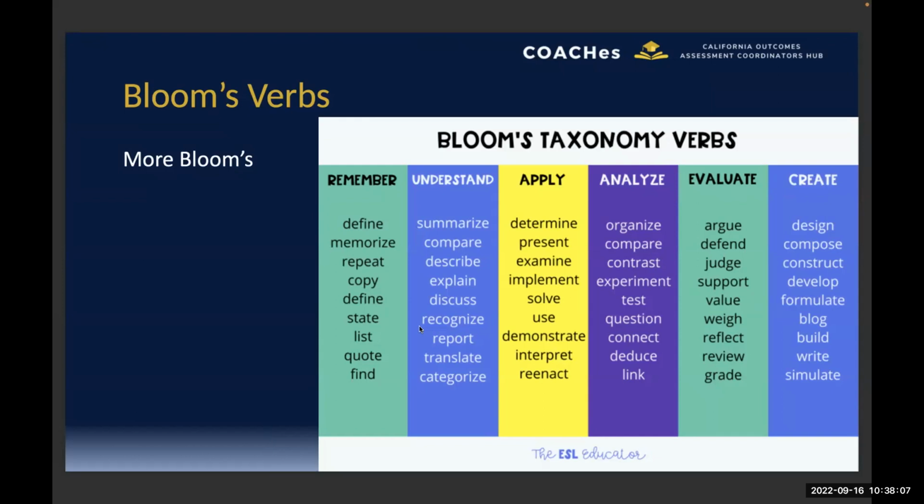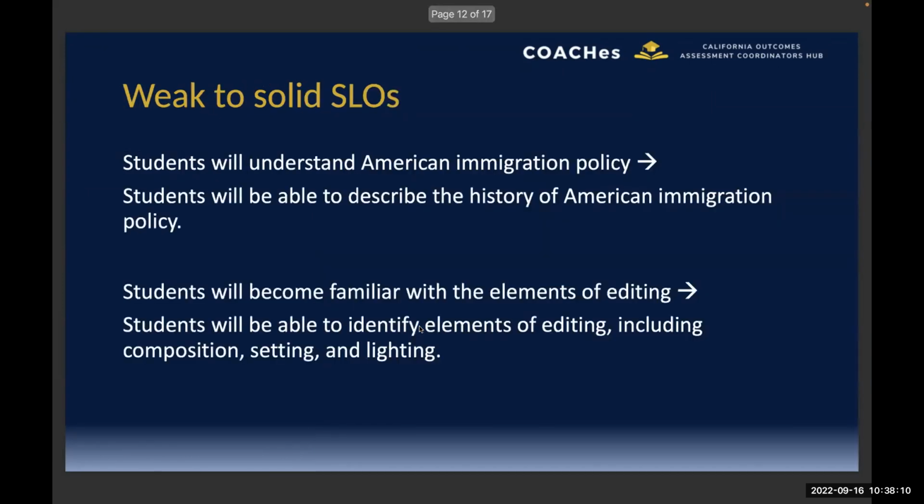And again, this will be shared. Okay, so just looking at some weaker student learning outcomes and creating more solid student learning outcomes. Just looking at this first example, students will understand American immigration policy. We really want to know what it is that will show us that they truly understand that policy.